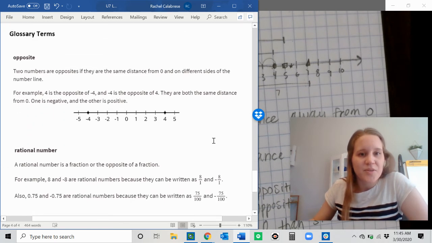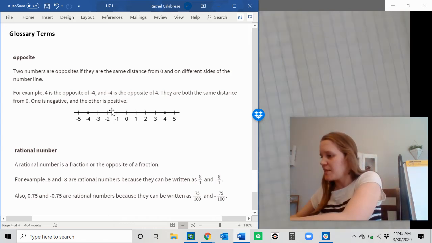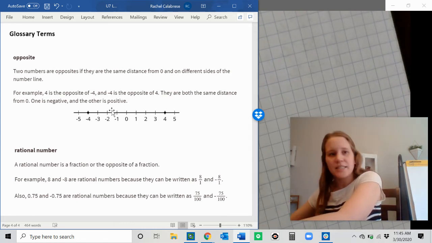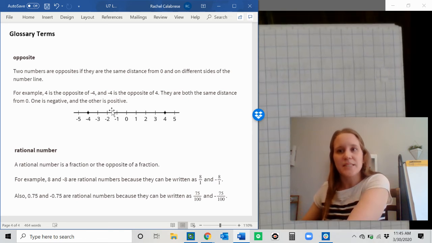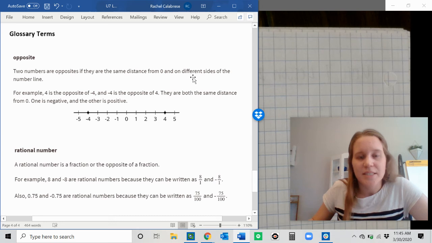Here are a couple of notes, glossary terms. We're going to skip writing down rational number for now, but I do want to make sure we have opposite in our notes. So go ahead and find your notes. I'm just going to flip to the back here. And let's go ahead and write down the definition for opposite numbers. Two numbers are opposites if they are the same distance from zero and on different sides of the number line.